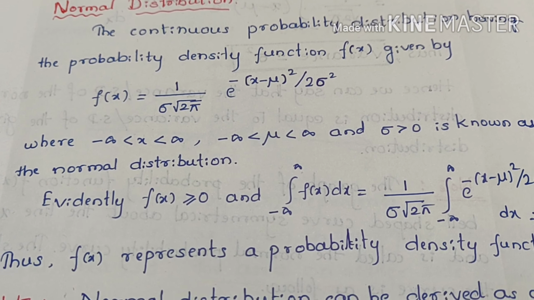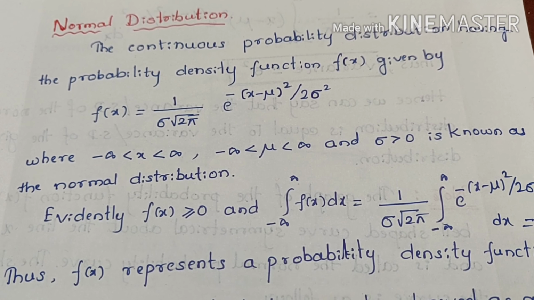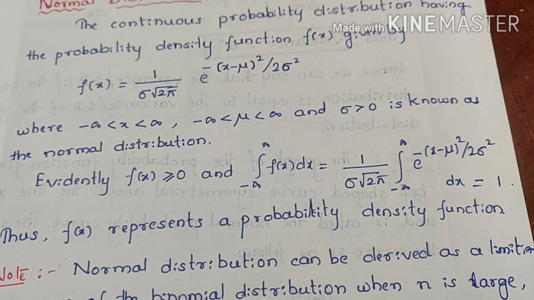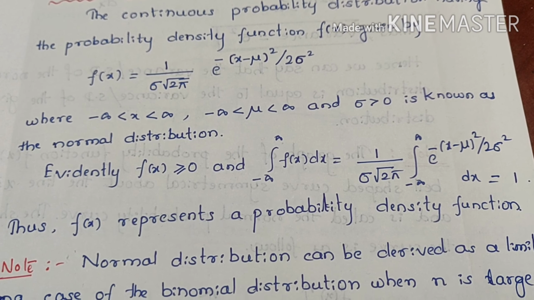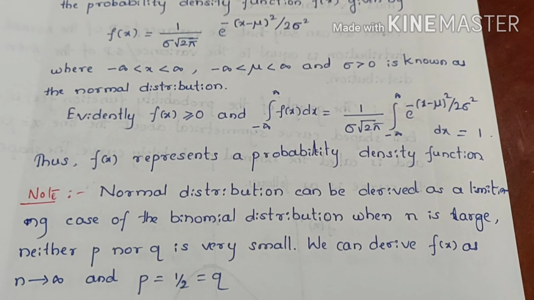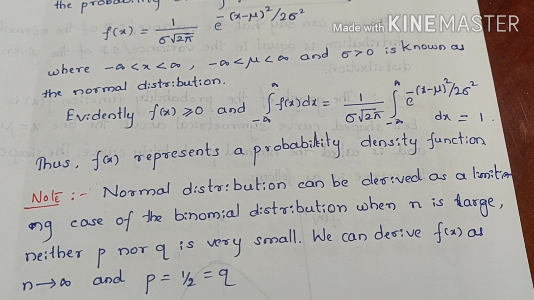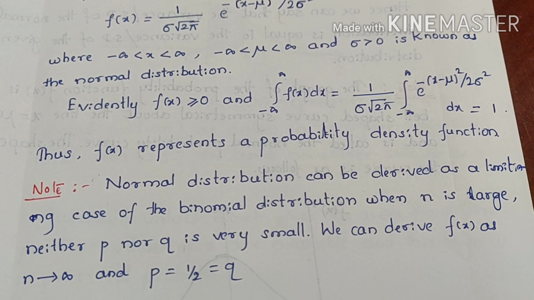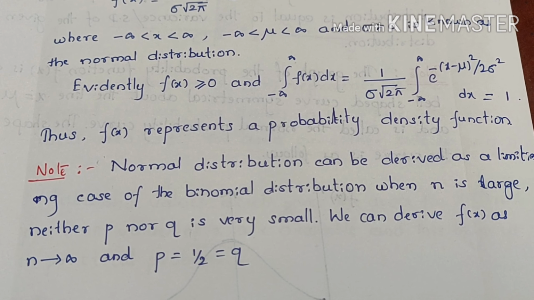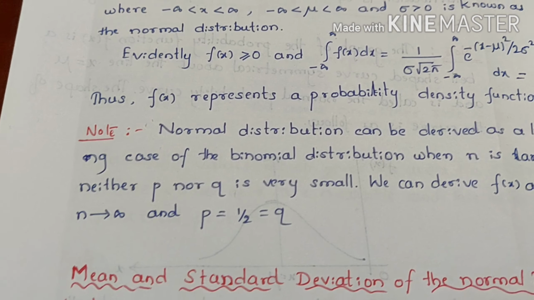So it's clear that the function is greater than or equal to 0 and the integral from minus infinity to plus infinity of f(x) dx is equal to 1. If these two conditions are satisfied, we say that the function represents the probability density function. The normal distribution can be derived as a limiting case of the binomial distribution when n is large and neither p nor q is very small. Then we can derive f(x) as n tends to infinity and both p and q are equal to 1/2.